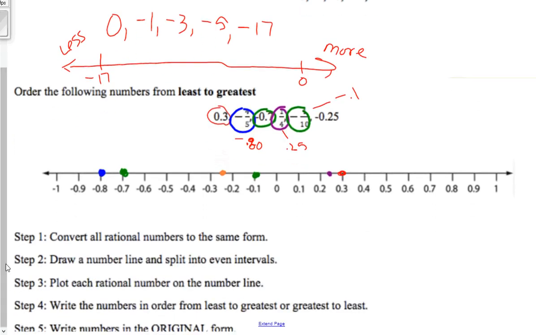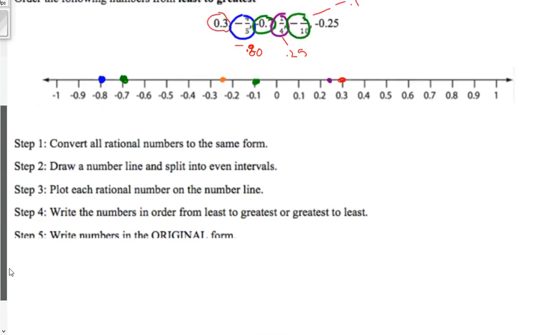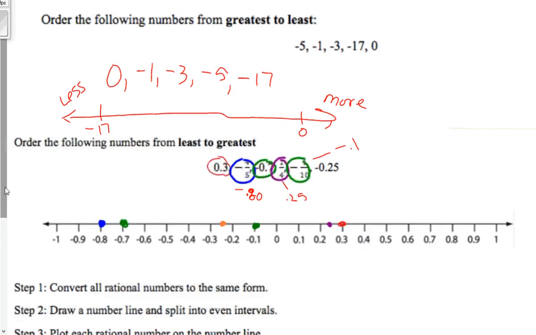All right, so it says convert all rational numbers to the same form, draw a number line and split into even intervals. Step 3, plot rational numbers on the number line. And step 4, write the numbers in order from least to greatest or greatest to least, and then write the numbers in the original form. So whenever we're ordering numbers, we always order them back in the original form. So on this question, again, it says order the following numbers from least to greatest. So the number line helped us to do that.